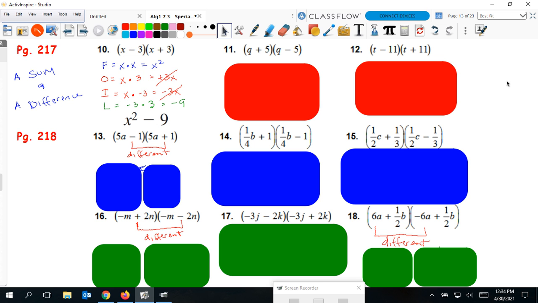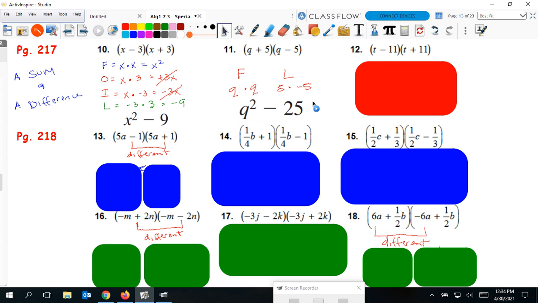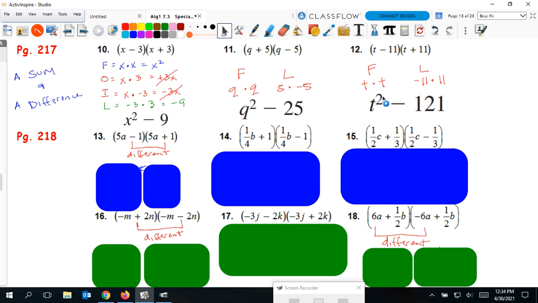Alright, so you should be checking now number 11 and 12. For 11, we should get q squared minus 25. Your first terms is q times q. The last ones is 5 times a negative 5 for negative 25. For number 12, we should be getting t squared minus 121 because your first terms is t times t. Your last ones, negative 11 times 11, negative 121.